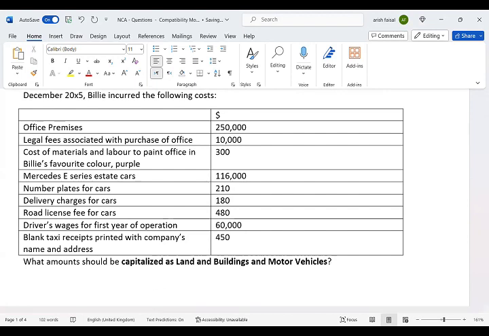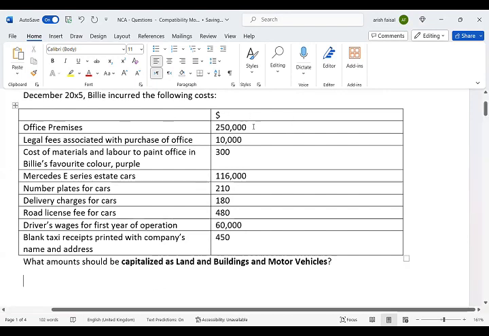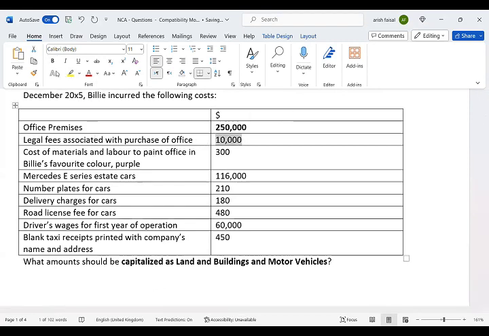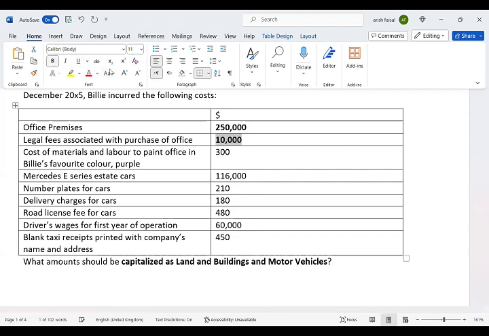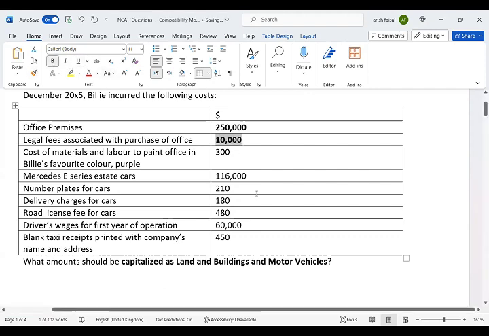So if you look at the first cost, which is the office premises, this is the purchase price of the premises, and hence it has to be capitalized. On the other hand, as I explained to you, legal fees associated with the purchase of office would also be capitalized, because unless you pay the legal fees, you won't be able to utilize the benefits of the office premises. So this amount of 10,000 will also be capitalized.